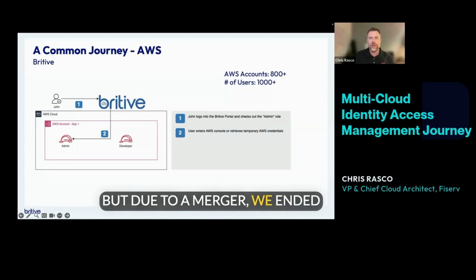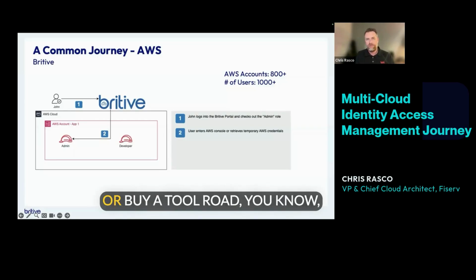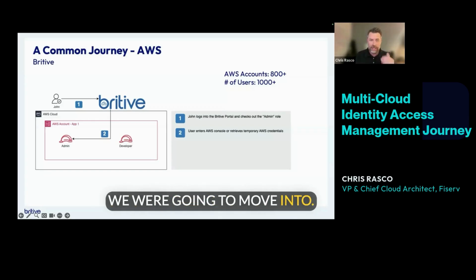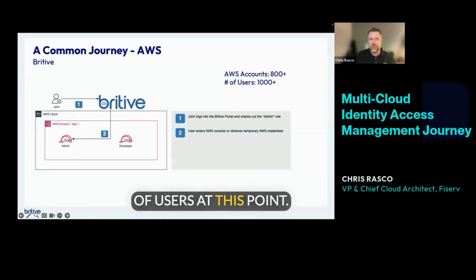But due to a merger, we ended up finding ourselves at a crossroads with needing to either extend our internal tool to cover Azure and a coming GCP footprint, or buy a tool, a Britive, if you will, that already covered the other cloud providers that we were going to move into. And so we have scaled our use of Britive well up over 800 AWS accounts, and many thousands of users at this point.